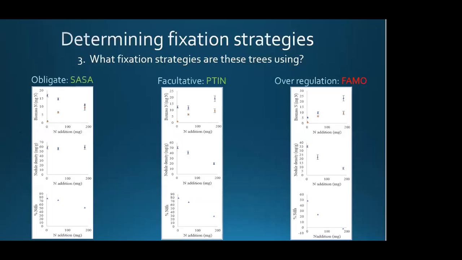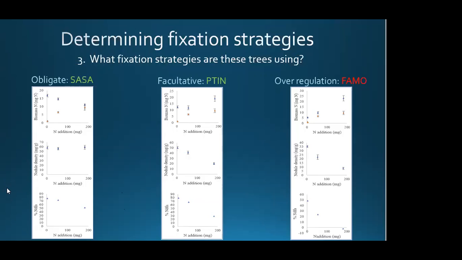In comparison with the non-fixer, 3 patterns emerged. SASA was determined to be the only obligate strategy user. SASA's biomass decreased with nitrogen addition. However, nodule density remained constant, and while percent NDFA slightly decreased, it was a very minimal decrease.